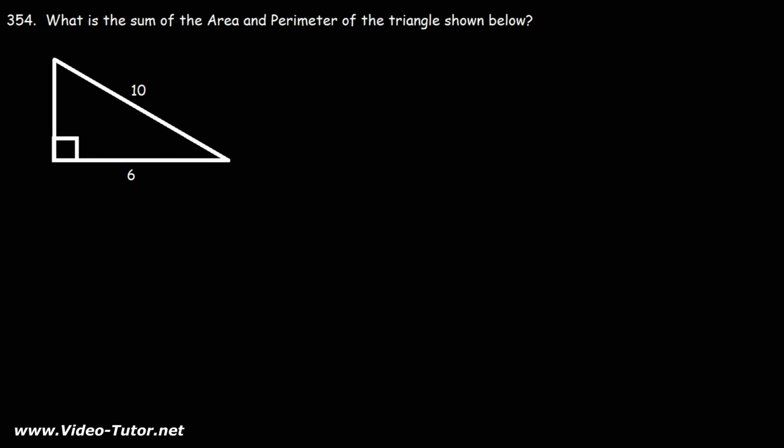354. What is the sum of the area and perimeter of the triangle shown below? So let's begin by finding the area. The area of a triangle is 1/2 base times height. The base is 6. We don't know what the height is.